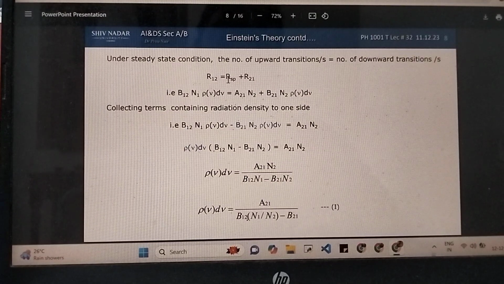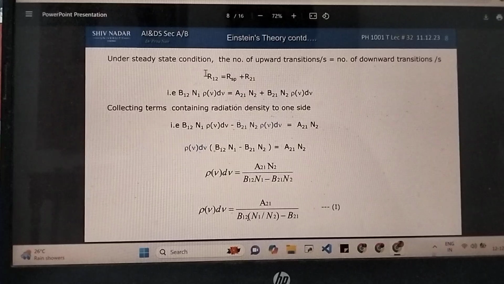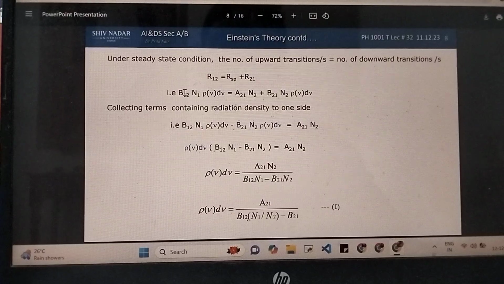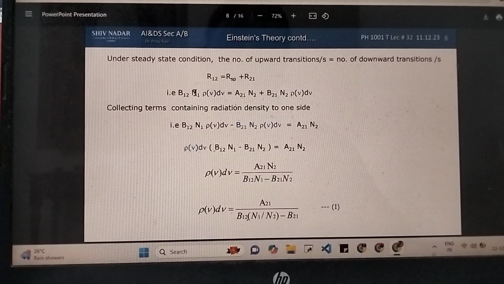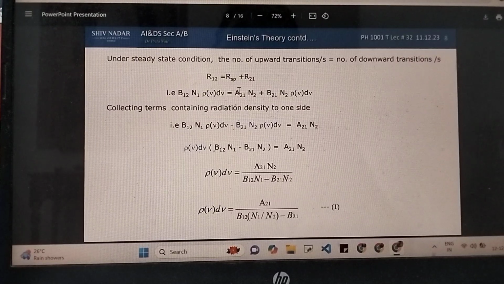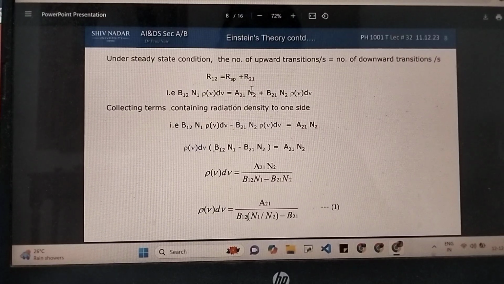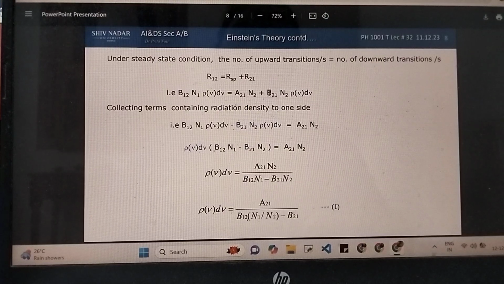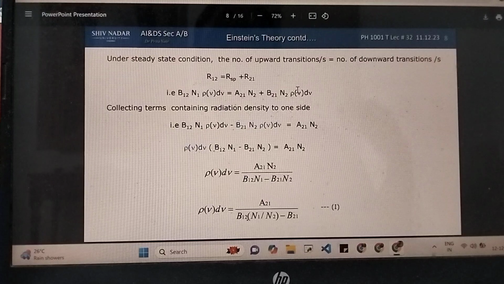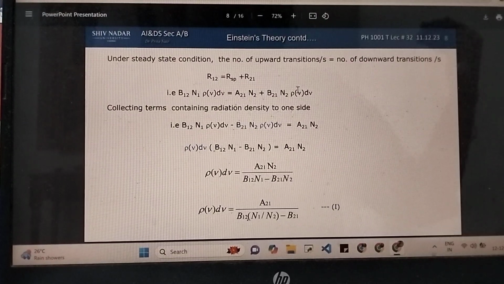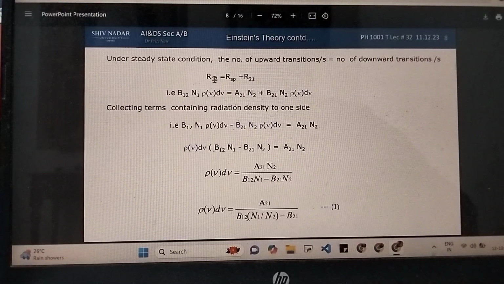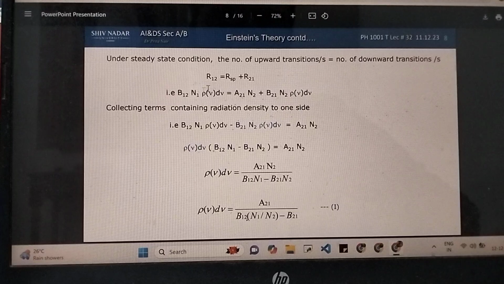We derived separate expressions for each of these rates, so let us substitute those values. Probability of stimulated absorption times the number of electrons in level 1 times the energy density of incident radiation equals probability of spontaneous emission times the number of electrons in level 2, plus probability of stimulated emission times the number of electrons in level 2 times the energy density of the radiation given for stimulated emission. We have just plugged in the expressions we calculated for each of these.